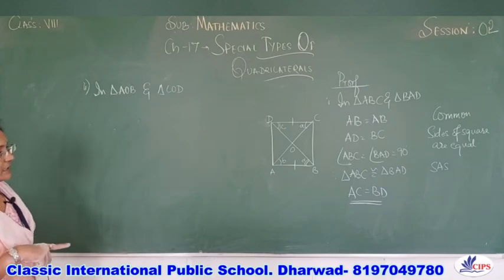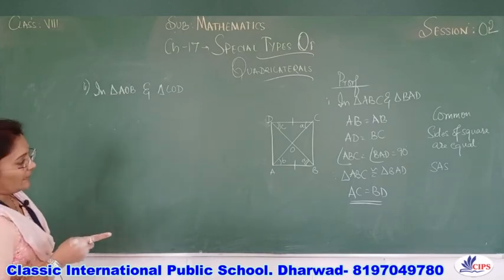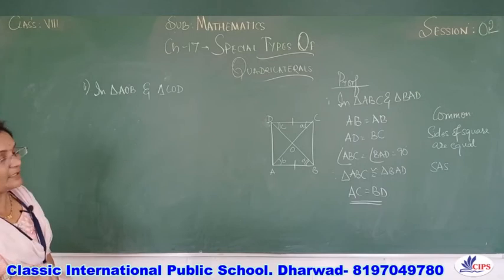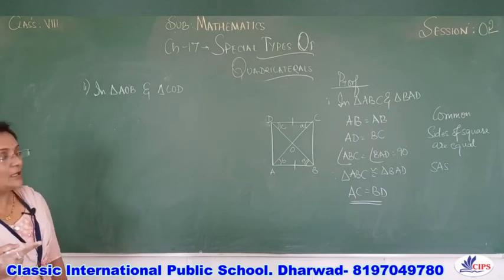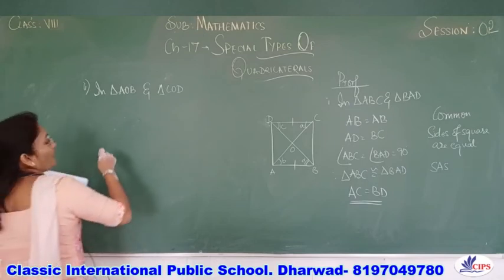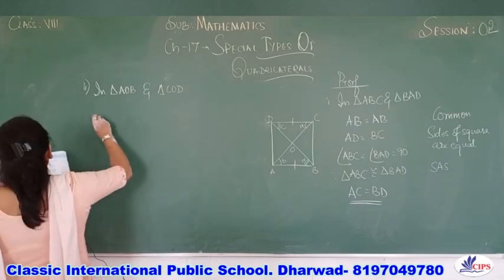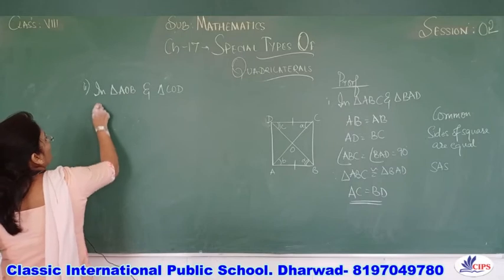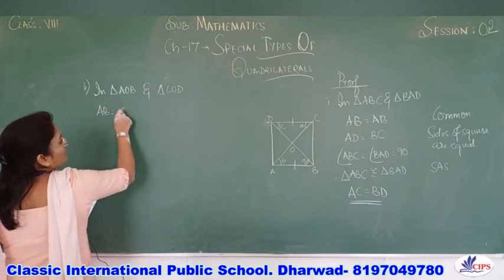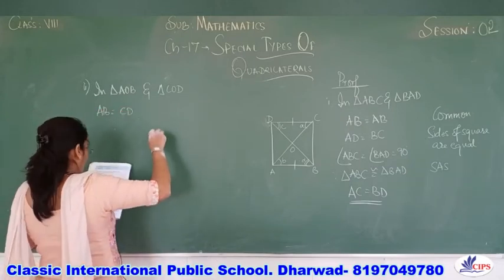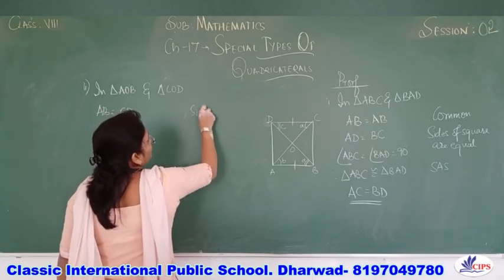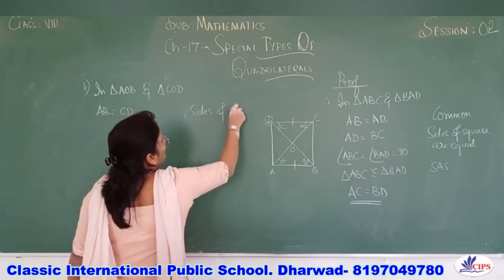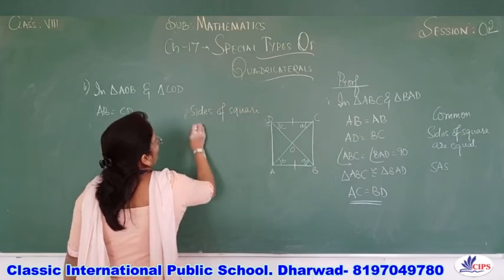So, what can you see there? We get angle A is equal to angle B, angle C is equal to angle D, and AB is equal to CD. Here we will prove AB is equal to CD. Then what's the reason? Sides of a square are equal.